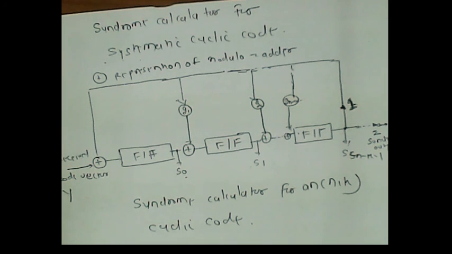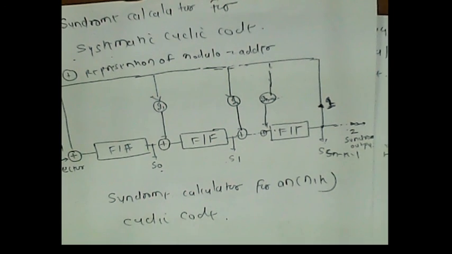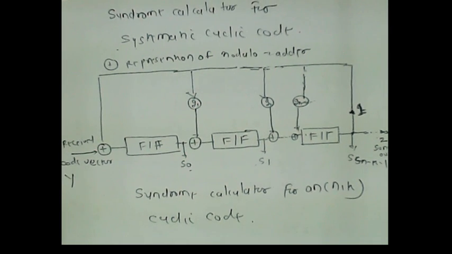After shifting in all the coming bits from signal Y, the output switch is transferred to position 2. At position 2, clock pulses are applied to the shift register to output the syndrome. So this is the working of the syndrome calculator.